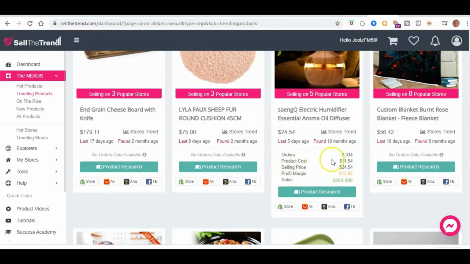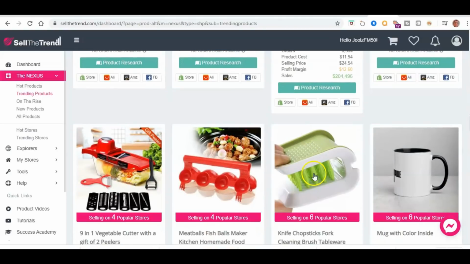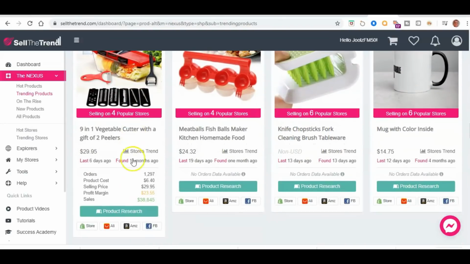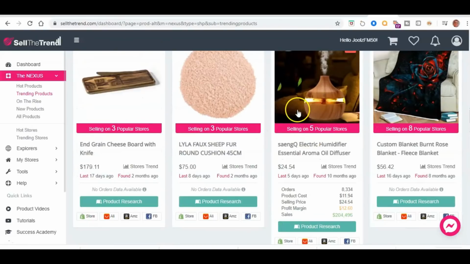The product cost here is how much it's going to cost you if you look on AliExpress, and then your selling price, so you pretty much double. As long as the shipping costs aren't too prohibitive, you could have a decent margin from that product. They have some chopsticks here. Vegetable cutters, we know, seem to do quite well, but I did like this diffuser. So let me pop in this electric humidifier and diffuser. Let's have a look.